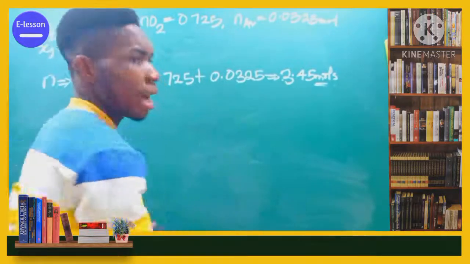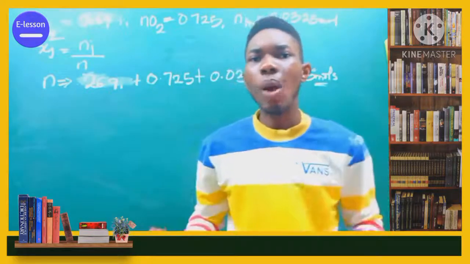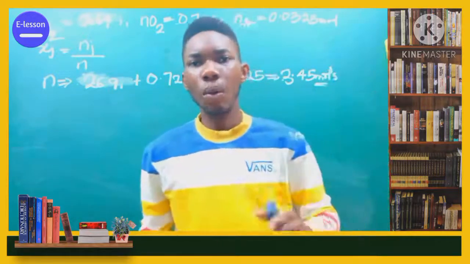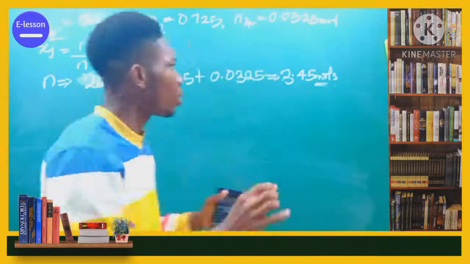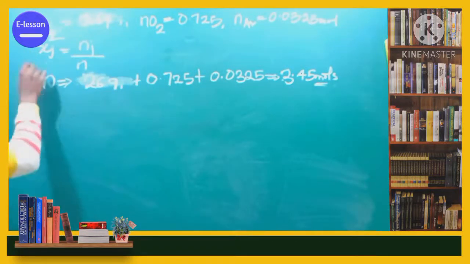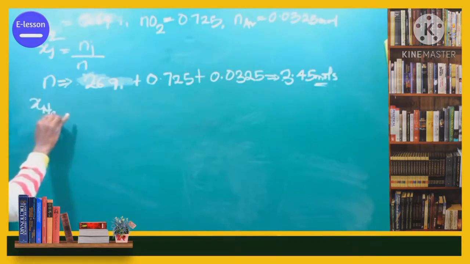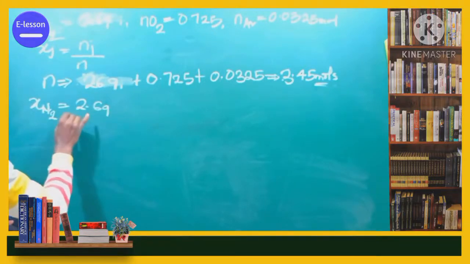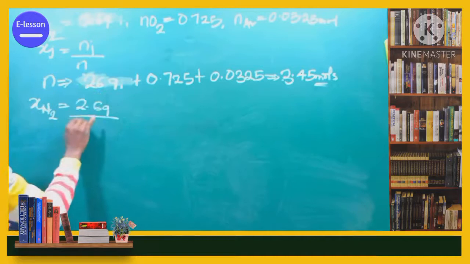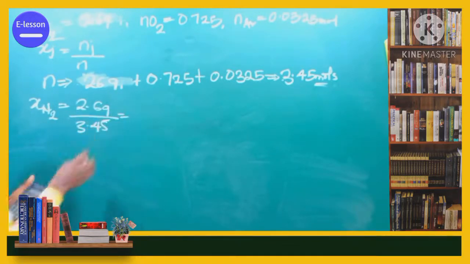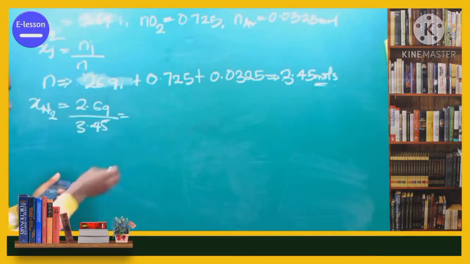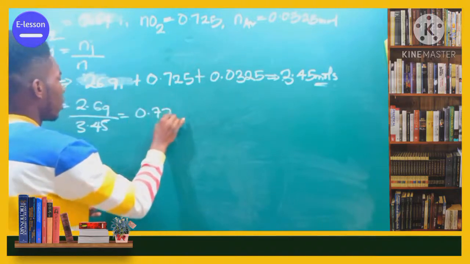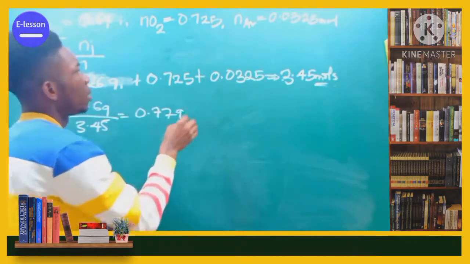Since you've gotten your N as 3.45 moles, what is required now is to calculate our mole fraction. You've gotten your individual moles and your N, the total number of moles. So the mole fraction of nitrogen is Nj, the moles of nitrogen, 2.69 mole, divided by the total number of moles, 3.45. That will give us 0.779.